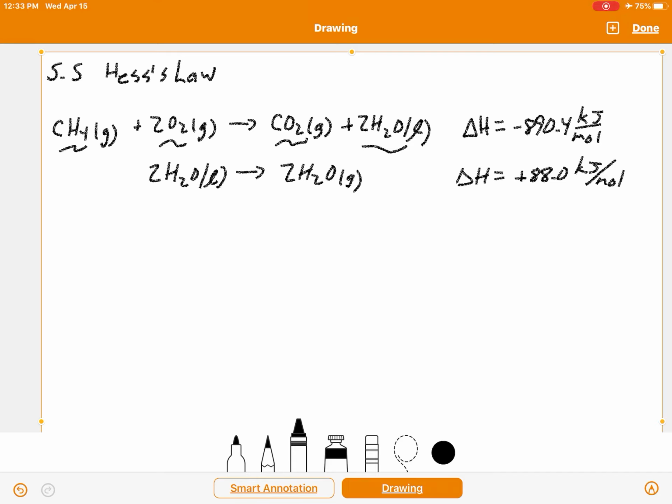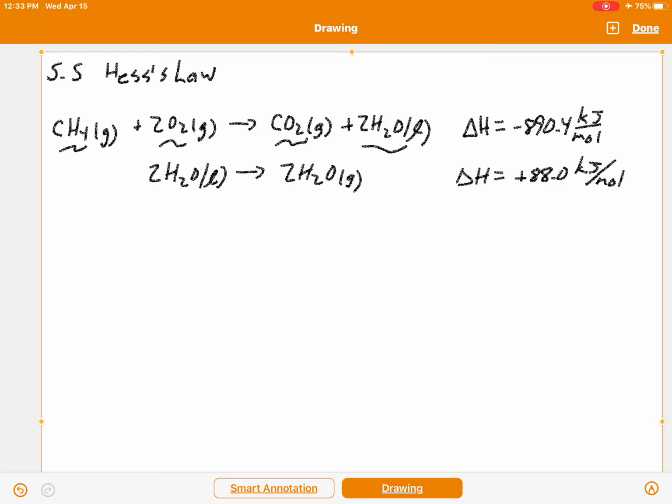Okay, well, what if we take another, this is a physical change, but it's essentially a reaction. 2 moles of liquid water, and we're going to boil them. We're going to vaporize them into 2 moles of gaseous water. That has a measured enthalpy change of 88.0 kilojoules per mole. The question is, what would happen if we combined those two processes? So let me show you a little picture here.